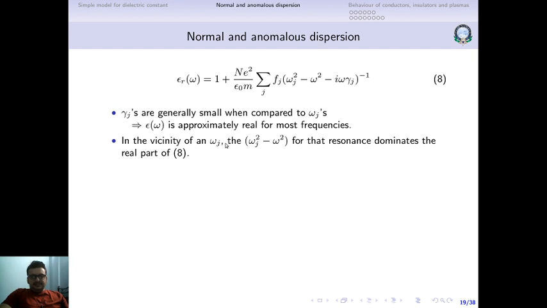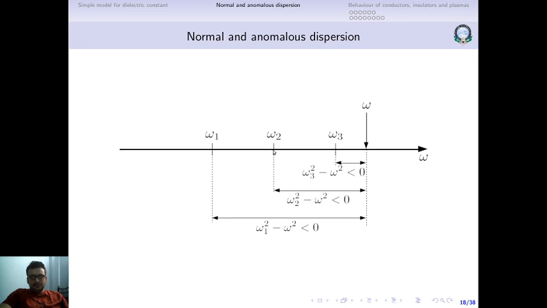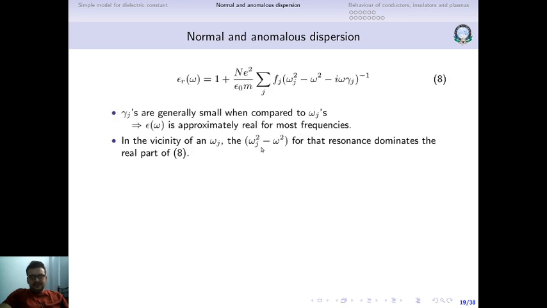But in the vicinity of an omega j, when you're close to one of these resonant frequencies, the omega j squared minus omega squared for that resonance will dominate the real part of equation number 8. Now why does that happen? You can see it's a summation, so we have many such terms. For example, f1 into omega 1 squared minus omega squared minus i omega gamma j to the power minus 1, plus f2 into omega 2 squared minus omega squared minus, and so on.